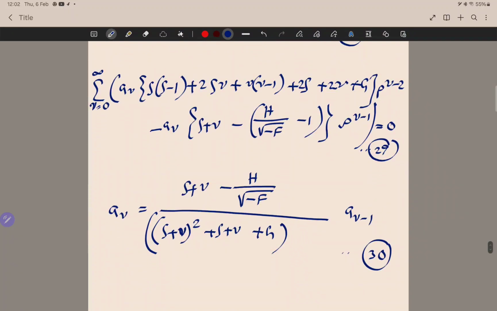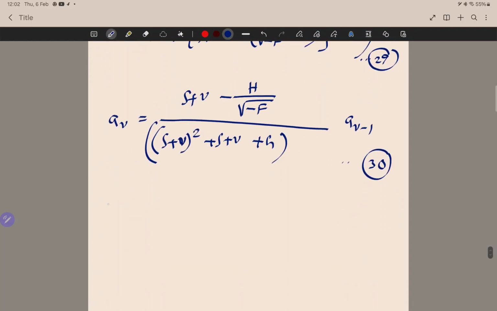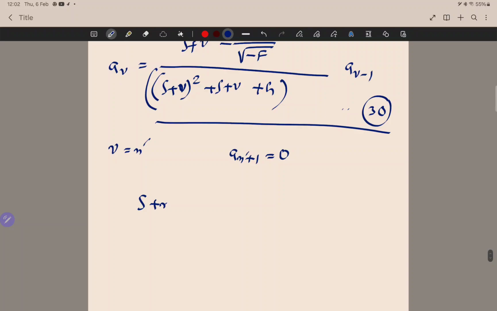We can simplify equation number 30. First, the wave function must be finite as rho tends to infinity. This is achieved by terminating the series. Let the series terminate at ν equal to n′, so that a_(n′+1) equal to 0. Then equation number 30 can be written as s + n′ + 1 − h/√(−f) equal to 0.